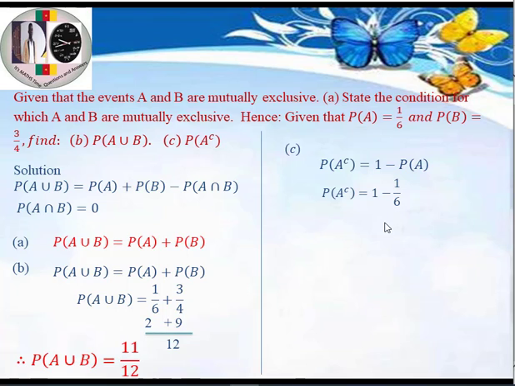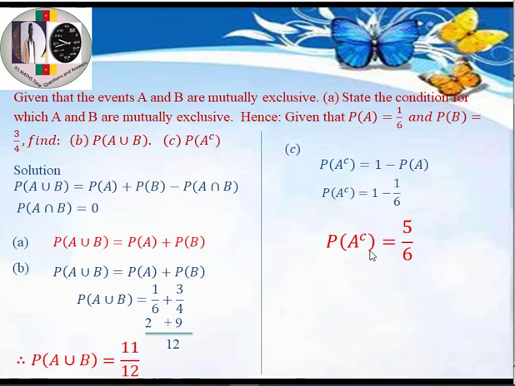In this case, I won't look for the LCM anymore. I will show you another method to subtract a fraction from a whole number. You simply take the denominator of the fraction times the whole number minus the numerator of that fraction. The denominator of this fraction is 6. 6 times 1 is 6. 6 minus 1 is 5. So we have 5/6. That's the probability of A complement.